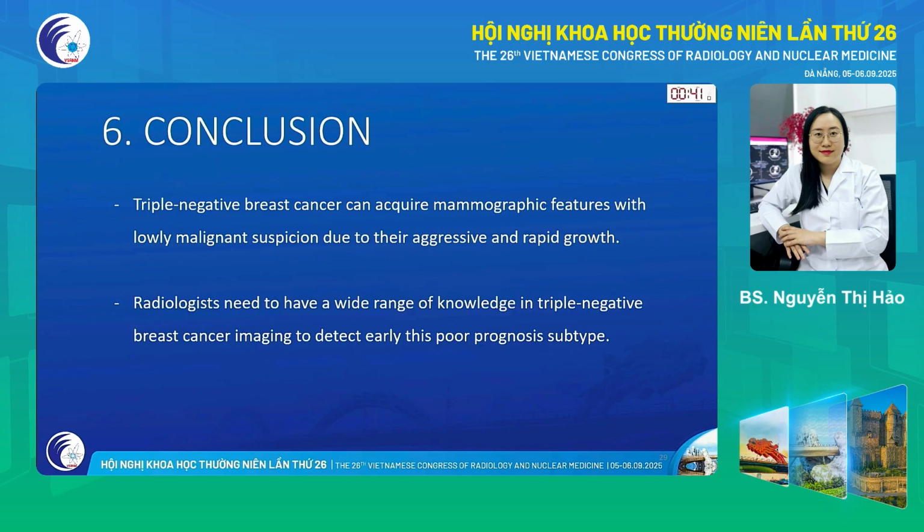Conclusion: triple negative breast cancer can acquire mammographic features with low malignant suspicion due to their aggressive and rapid growth. Radiologists need to have a wide range of knowledge in triple negative breast cancer imaging to detect these poor prognosis subtypes early.